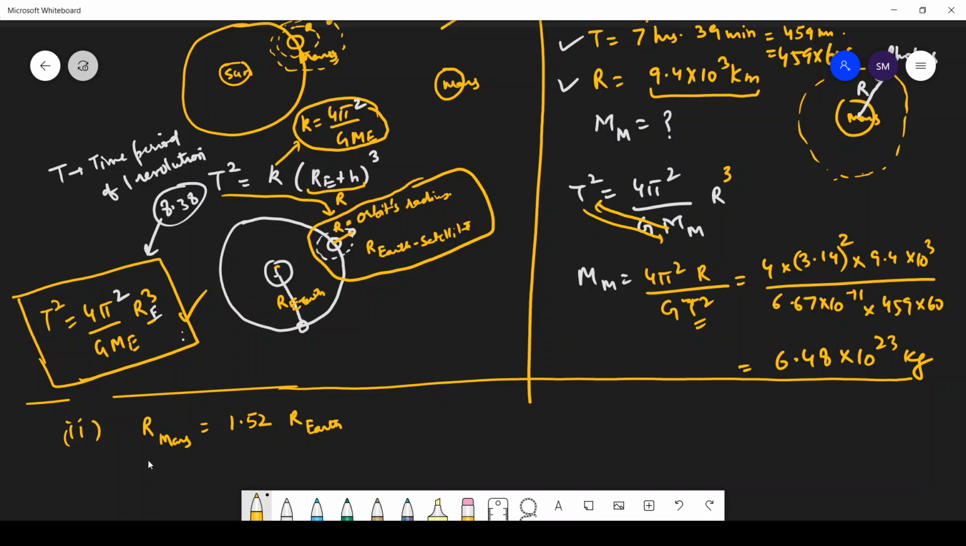So what we have to tell? Time period for the Mars. Okay, time period for Mars. Got the question, students? Now what do you have? This same formula, because we have to calculate the time period for Mars. We know the time period for the Earth, for one revolution, that is equal to 365 days. Fine.